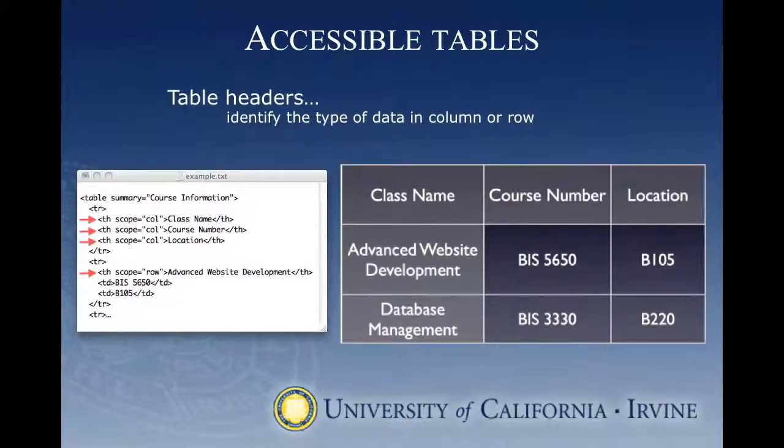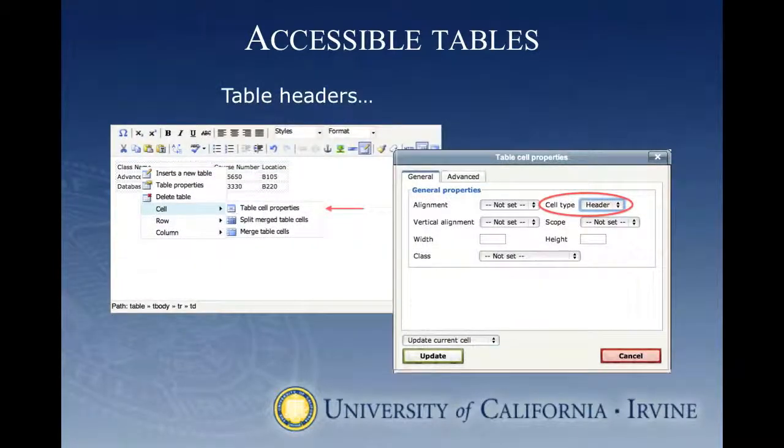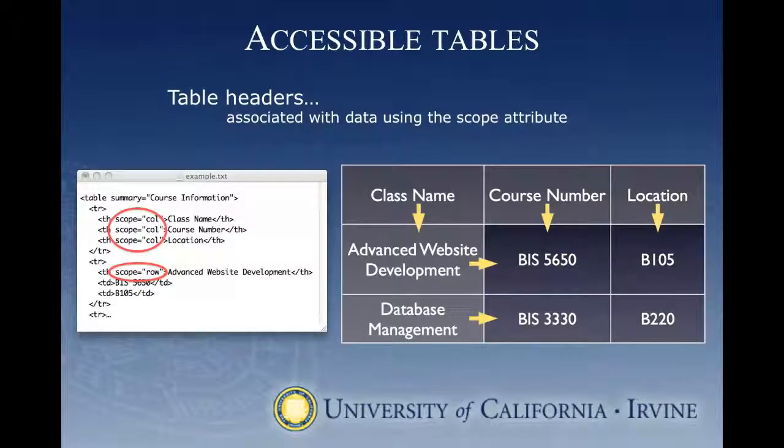Be sure to include table headers to identify the type of data contained in the table. Hand coders can use the TH tag to define which cells are headers. In the CMS, table headers are defined in the Table Cell Properties window. You also need to indicate what data the headers are associated with by indicating header scope. When hand coding, you can add the scope attribute to the TH tag to indicate either col or row. In the CMS, you select either column or row in the scope field of the Table Cell Properties window.